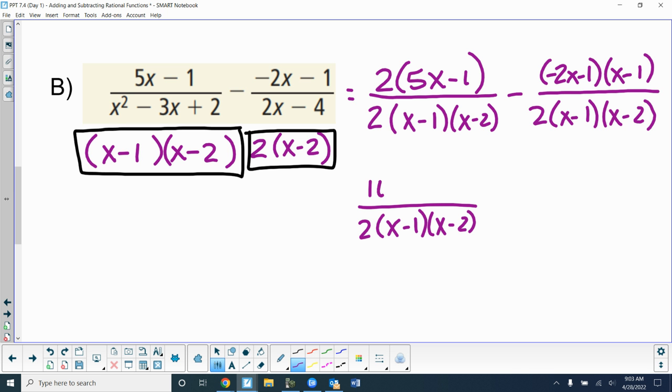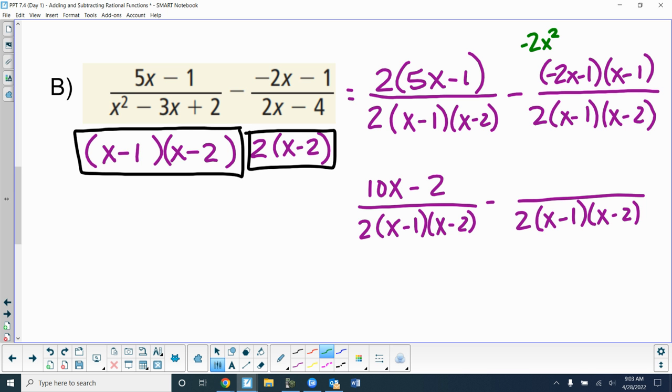2 times 5x. 2 times negative 1. How do I multiply those? FOIL it, right? Let's FOIL it. First, outside, inside, last, right? So, negative 2x squared plus 1x plus 1, right? When I combine like terms there?